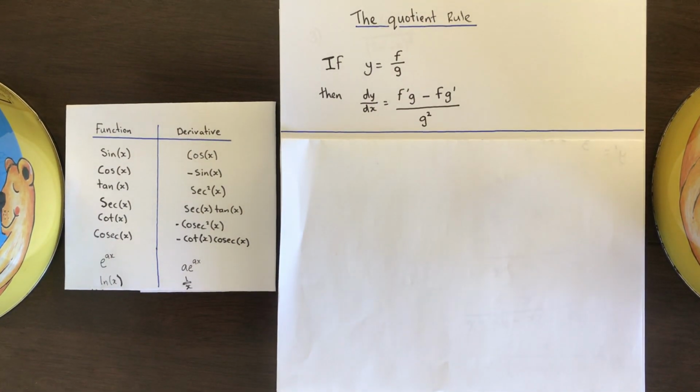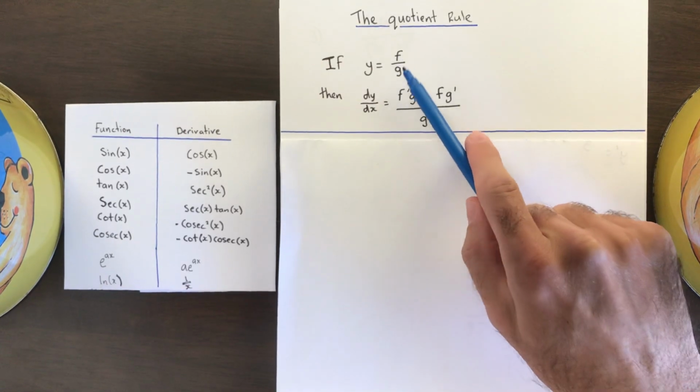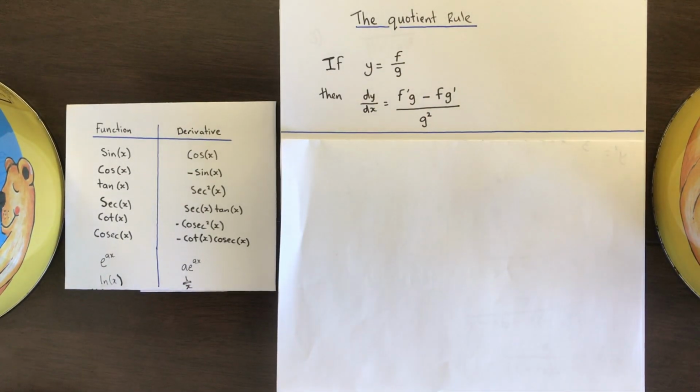Alright, today we're going to look at the quotient rule. So the quotient rule is if we have one function being divided by another function, for example, f divided by g, where f and g are two different functions. The quotient rule is similar to the product rule, but has an extra little bit to it.